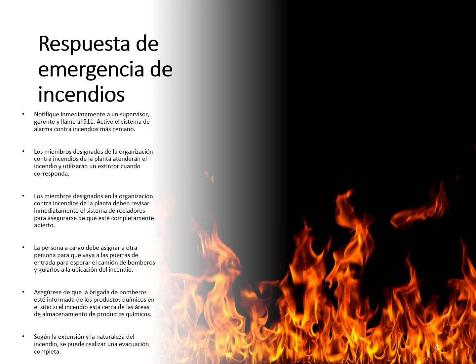Designated members in the plant fire organization must immediately check the sprinkler system to make sure that it is fully open. Person in charge should assign another person to go to the entrance gates to wait for fire truck and guide them to fire location. Ensure fire brigade is informed of chemicals on site if the fire is near the chemical storage areas. Based on extent of fire and nature of fire, a full evacuation may take place.